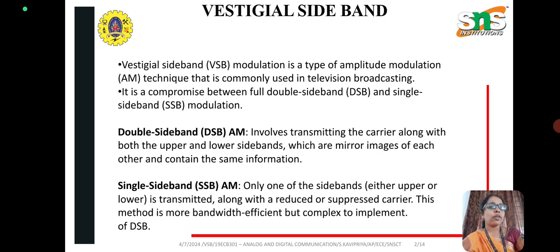First, we have seen double sideband and single sideband in previous videos, but still, double sideband modulation involves transmitting the carrier along with both the upper and lower sideband, which are mirror images of each other and contain the same information. In single sideband amplitude modulation, only one of the sidebands is transmitted along with the reduced or suppressed carrier. This method is more bandwidth efficient but complex to implement.